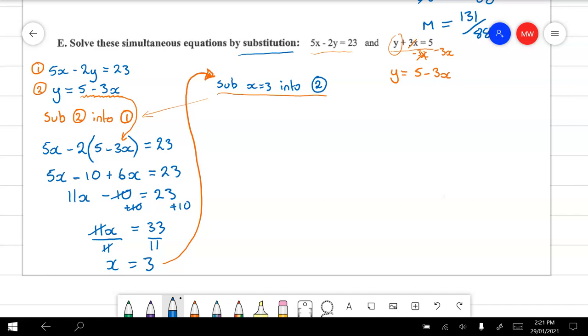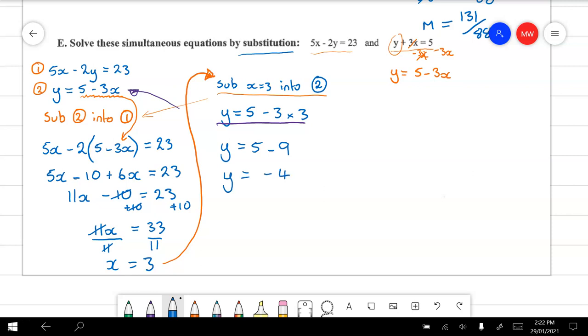So now I write out equation 2, but instead of putting in x's, I replace the x with a 3. So this equation here that I'm writing, I've just picked up from over here. And now it's nice and easy to solve. Now it's just going to be y equals 5 minus 9, so y is minus 4.